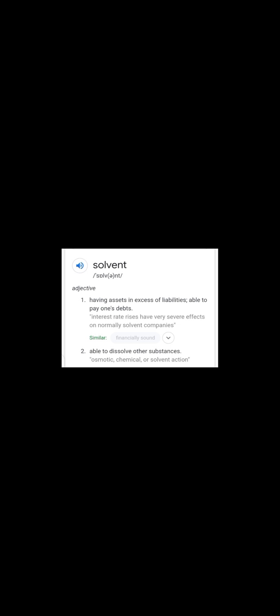This is a simple explanation of solution: solute, salt; water, solvent. When mixed together, the blue liquid formed is a solution. Solute, in English, means having assets in excess of liabilities, able to pay one's debt. According to science, it has the ability to dissolve other substances, and it is always in large quantity. Liquid solution.